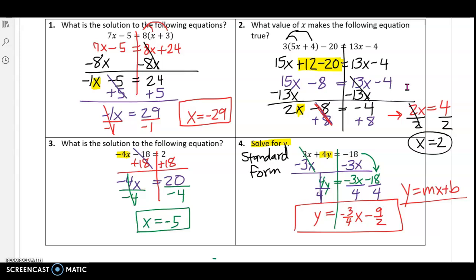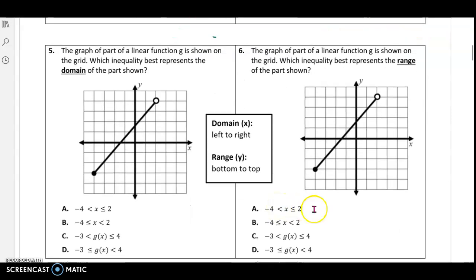So all of that was solving. There's so much solving, and you're not going to stop solving in any math class. Even in geometry next year, you're going to be solving for x a lot. Let's look at our last 2 questions on the front of the review, and they are on domain and range, which is another topic that you're going to see a lot of in future math classes. So keep that in mind.